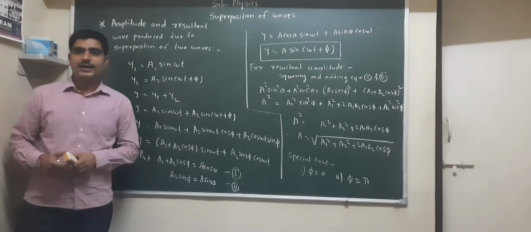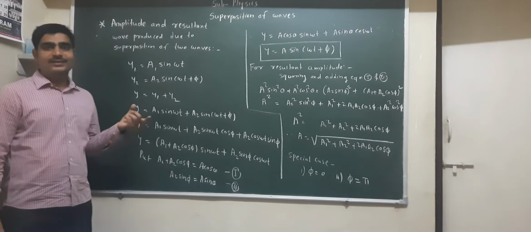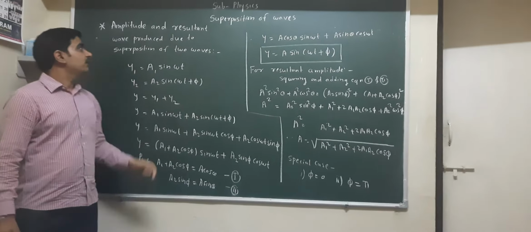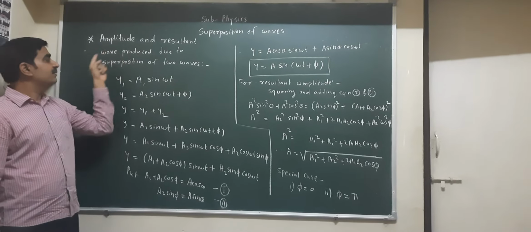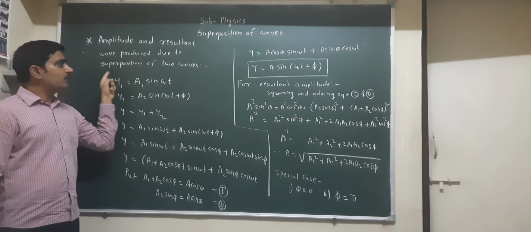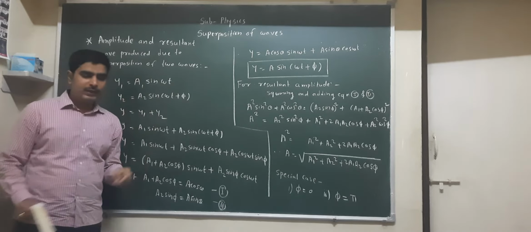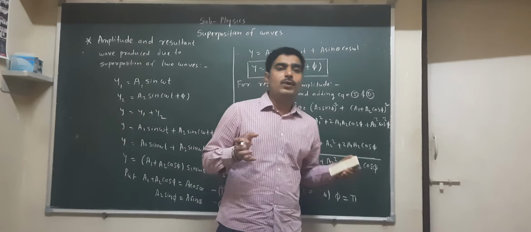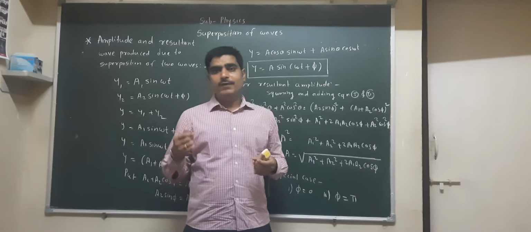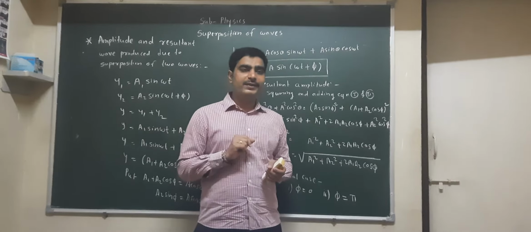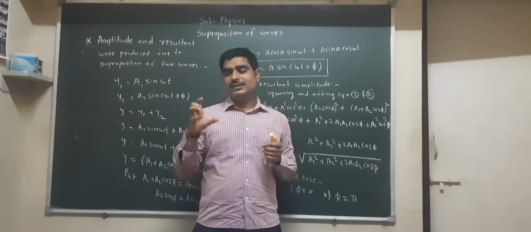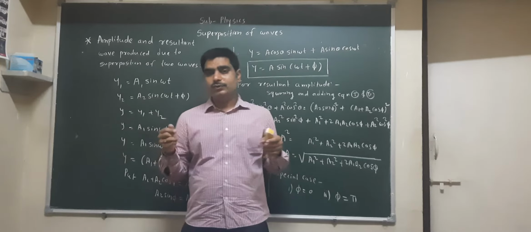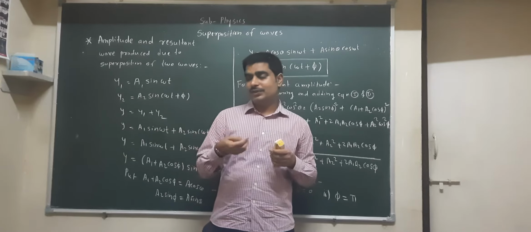Good morning, friends. Today we are going to see the next point from the topic superposition of waves, that is the amplitude and the resultant wave produced due to the superposition of two waves. Friends, before starting this equation, we should know the meaning of superposition. When two waves combine together, we get a single wave, and that is called superposition of waves. So here also we are going to combine two equations.